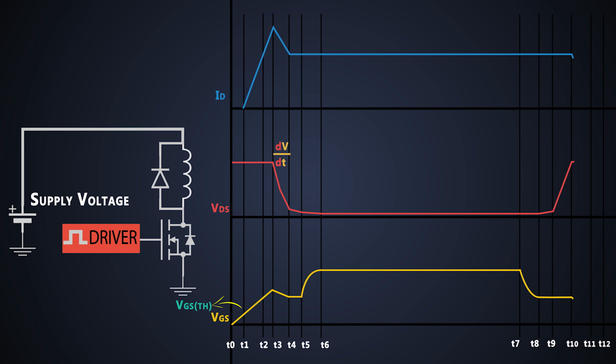The freewheeling diode starts conducting at time t10. The drain to source voltage is maintained at a constant level, and the drain current decreases in proportion to the gate to source voltage. The gate to source voltage decreases to the threshold voltage at time t12. The drain current is completely down and the input capacitance is discharged fully.